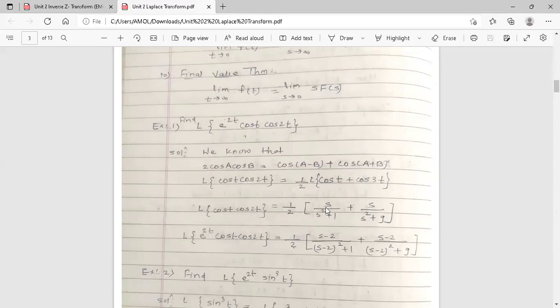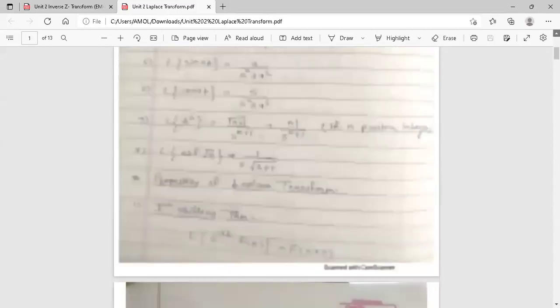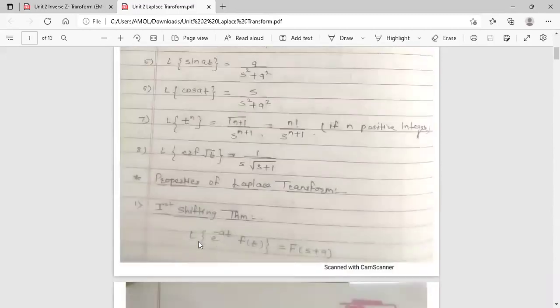Now replace s. See what the shifting property is. The Laplace transform of e raised to minus at into f of t is f of s plus a. When the coefficient of the exponential function is minus a, then we write s plus a. There is a product of two functions. One of them is f of t, the second one is exponential, and the power of the exponential function is negative. Coefficient is minus a. Then we replace that s by s plus a.